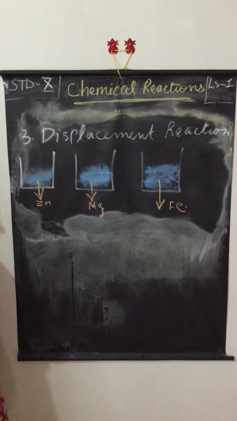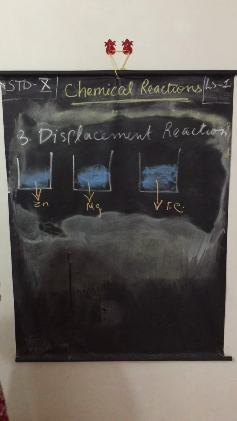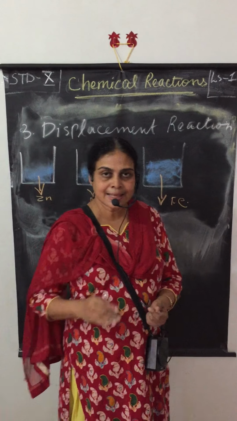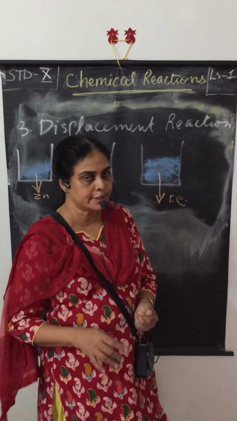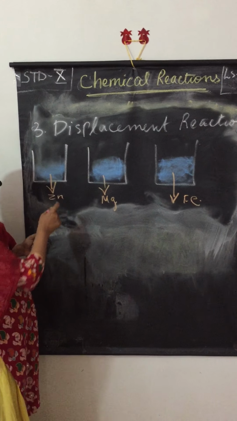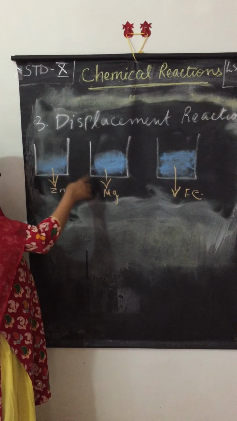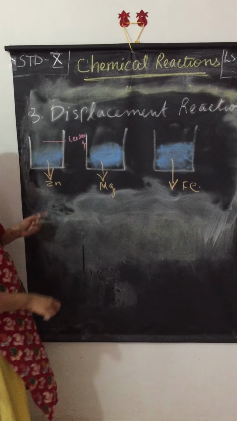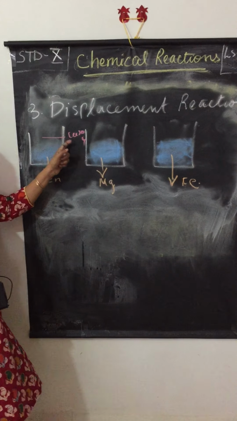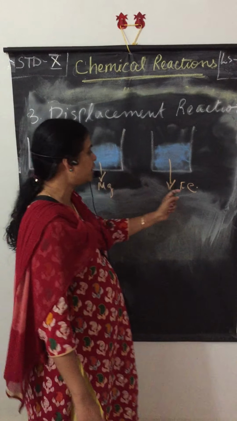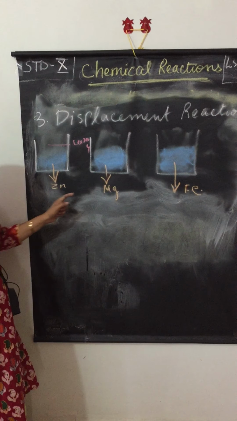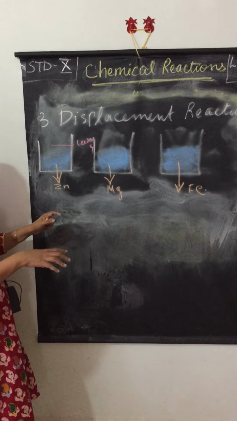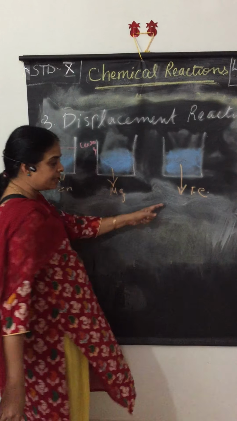Now let us discuss what is meant by displacement reaction. A more reactive metal can displace a less reactive metal from its solution. That is called displacement reaction. Here, zinc, magnesium and iron are more reactive than copper. Copper sulfate solution is taken inside this beaker. So copper is less reactive than zinc, magnesium and iron, so these more reactive metals can displace the less reactive copper from its solution. And you can see after some time copper will be deposited on the surface of these three metals.